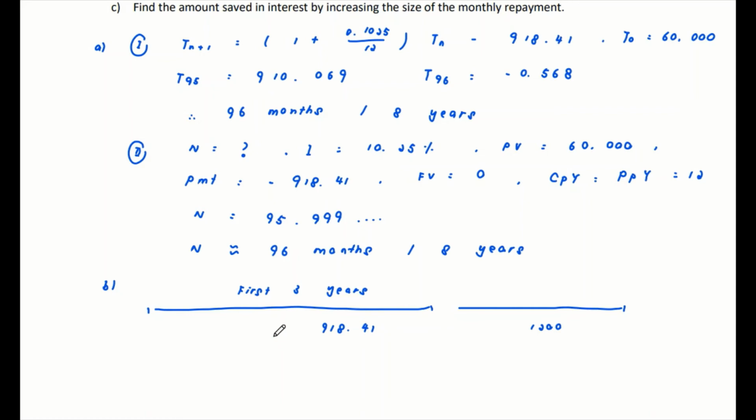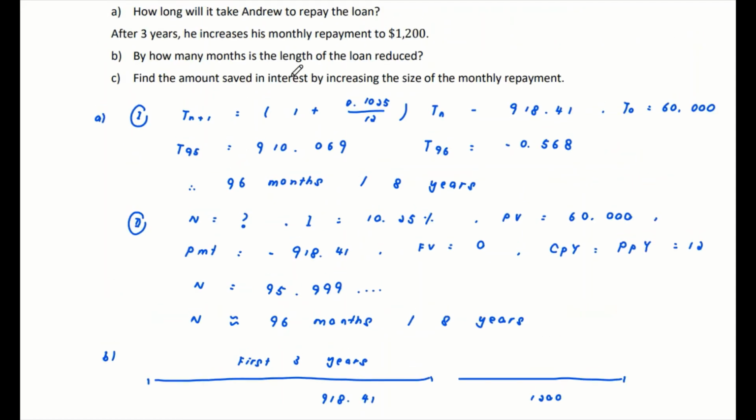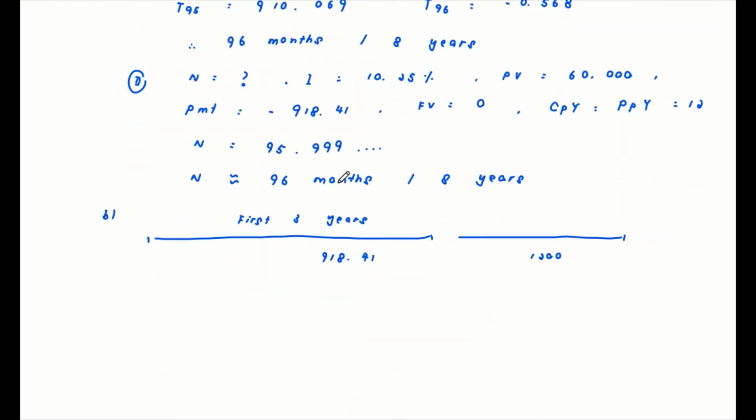So what do we need to find first before we can move into the part where we find the length reduced? For this part, you are still owing 60,000. After the first 3 years of interest generating, where you pay $918.41 for each month, what is the value that you are still owing? So I have my new PV here, then I put in my second situation. From there I'll be able to see how long the period is that I need to clear off this loan until 0.